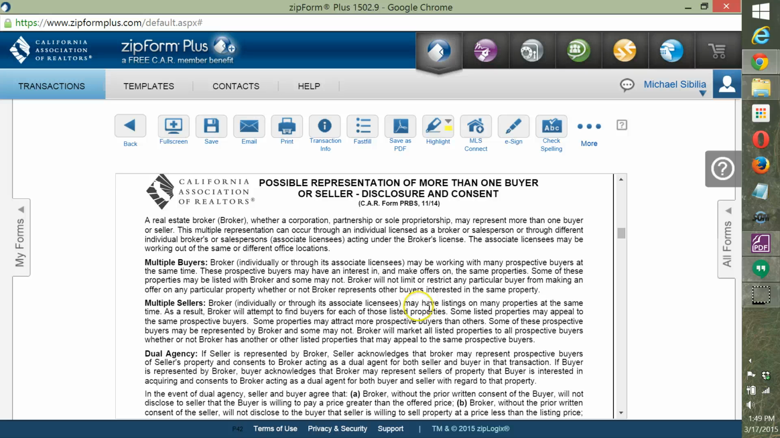Now, it's not that you are going to be representing more than one buyer. It's really that we could be representing more than one buyer, right? Because the broker is the agent, and the salespeople are agents of the broker, right? So first of all, you aren't supposed to represent two buyers on the same house at the same time, right? If you want to, you need to talk to Jeff or Mike Sibilia. I would talk to them, right?